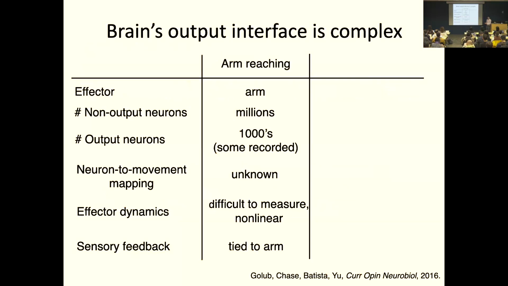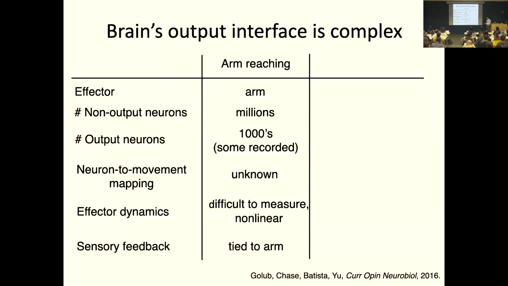Okay, so let's consider arm reaching, for example. Here the effector is the arm. The number of non-output neurons, this is all the neurons in the brain, are many, many millions. The number of output neurons, these are the neurons that project down the spinal cord, say, are in the many thousands. And in any given experiment, only a small number of them are recorded at any given time. And in most experiments, there are only a few heroic experiments that have actually gone on to identify which are the cortical neurons that actually project down the spinal cord.